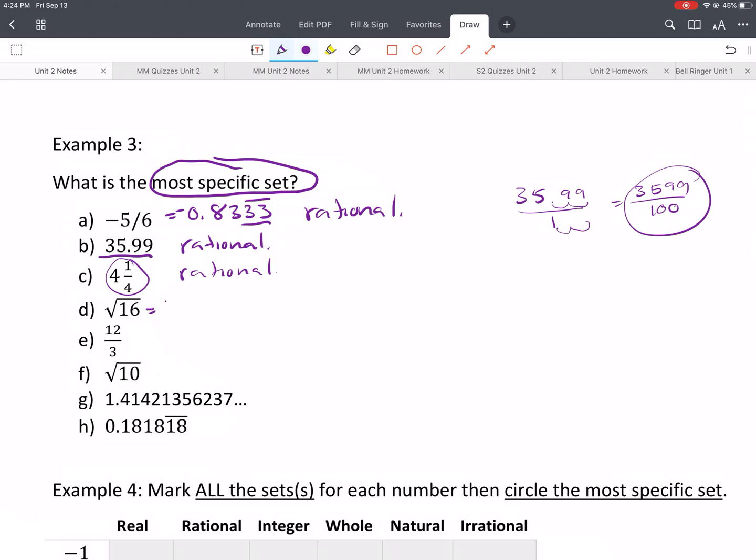Square root of 16 is 4, so we would say natural. 12 over 3 is also 4, so again, natural. Square root of 10, if you plug that in your calculator, you'd find that you would get a decimal. Let me see what that decimal is.